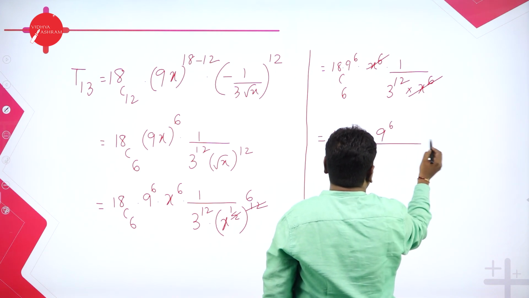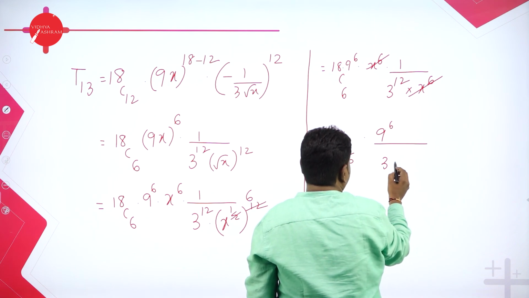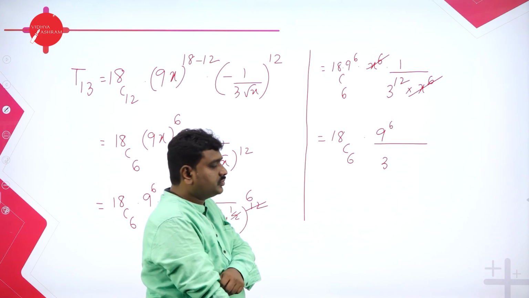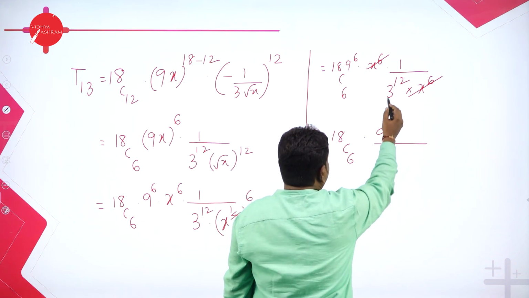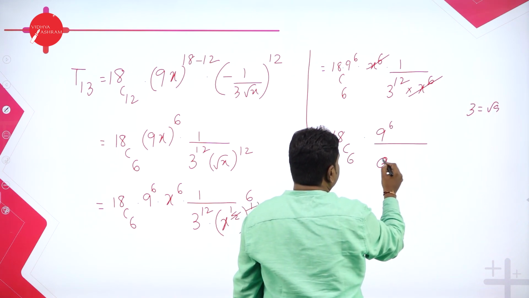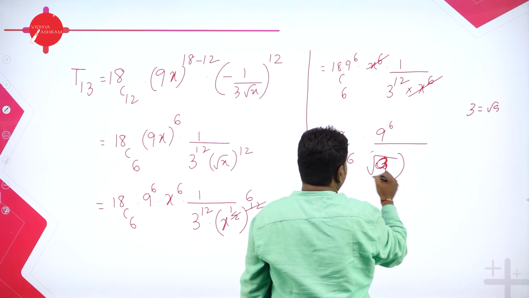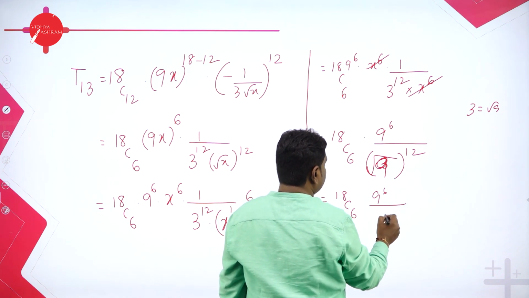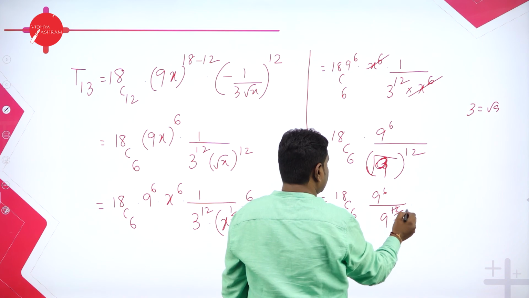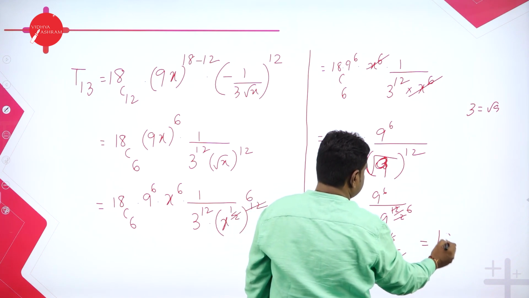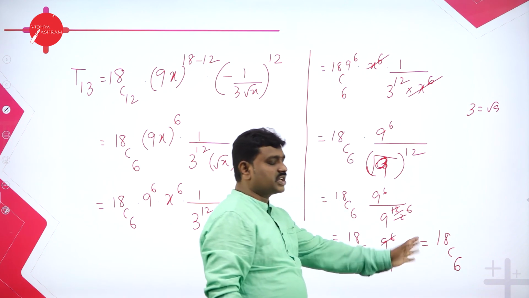Can I write the denominator 3 power 12 in terms of 9? 3 can be written as root 9, because above I saw 9. So can I write this as root 9 power 12? So 18C6, 9 power 6 divided by, it will become half of it, 12 by 2, that will be 9 power 6. 9 power 6 by 9 power 6 cancels. So the answer is 18C6.